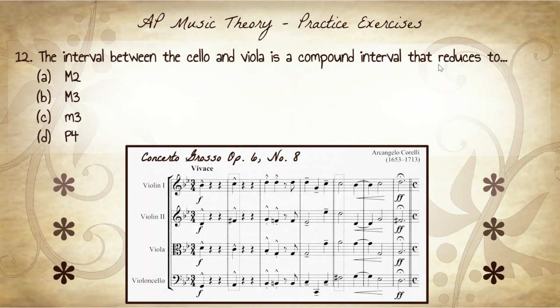Question 12. The interval between the cello and the viola in the same chord is a compound interval. This interval reduces to A, major second, B, major third, C, minor third, or D, perfect fourth. The correct answer is C. The reduced interval is a minor third. The bass is an A and the viola is playing C. The compound interval is a minor tenth.